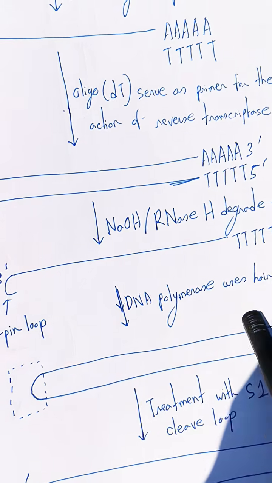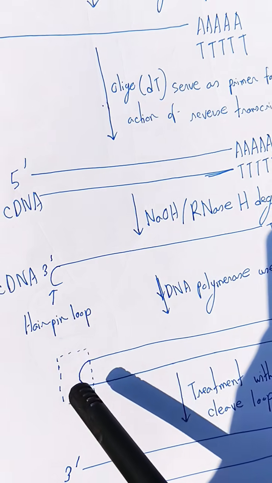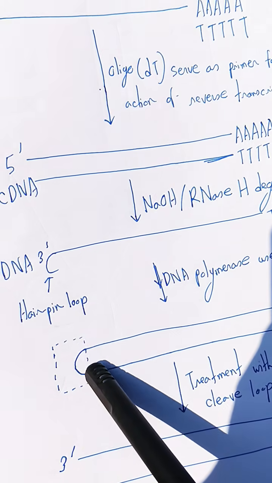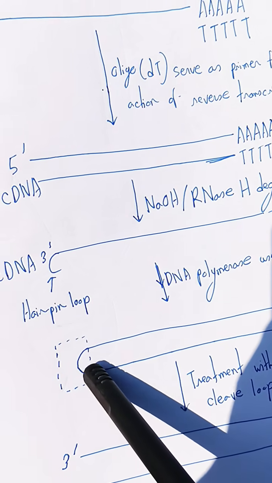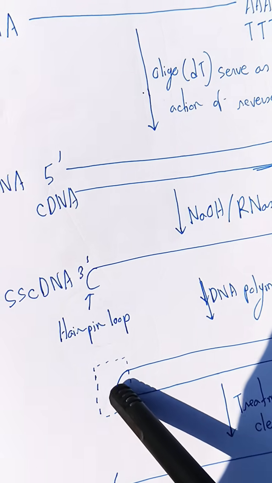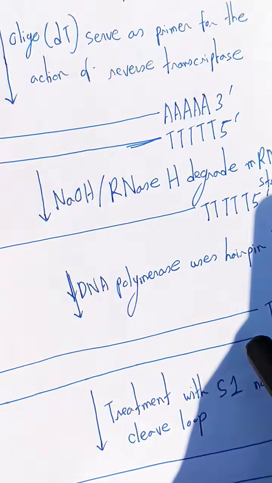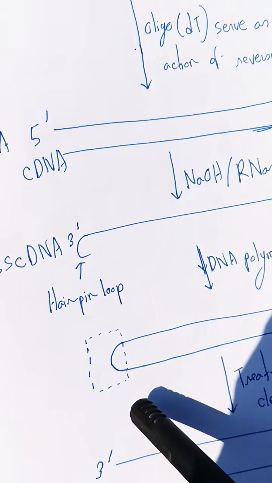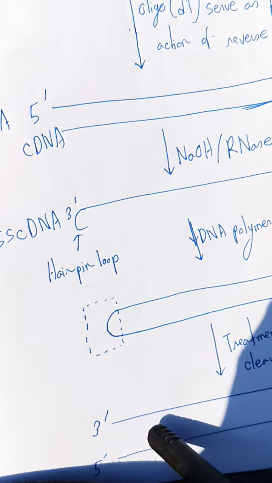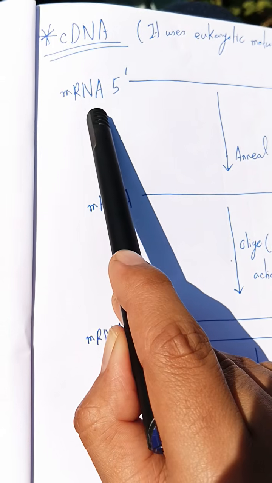So this is the structure. This strand is synthesized from here, but these two strands are still joined together. Then we have to use another enzyme known as S1 nuclease to break this loop. As S1 nuclease breaks it, we get two single-stranded DNA, and this is the synthesis of your complementary DNA from your messenger RNA.